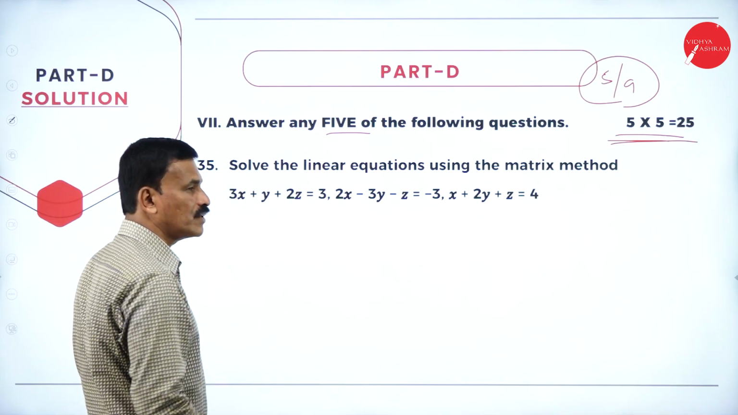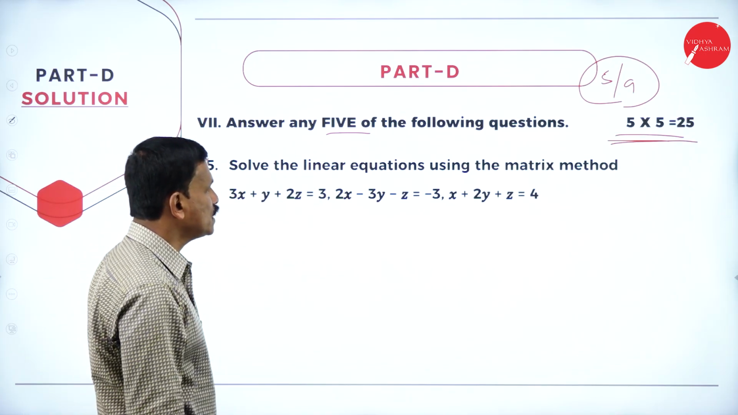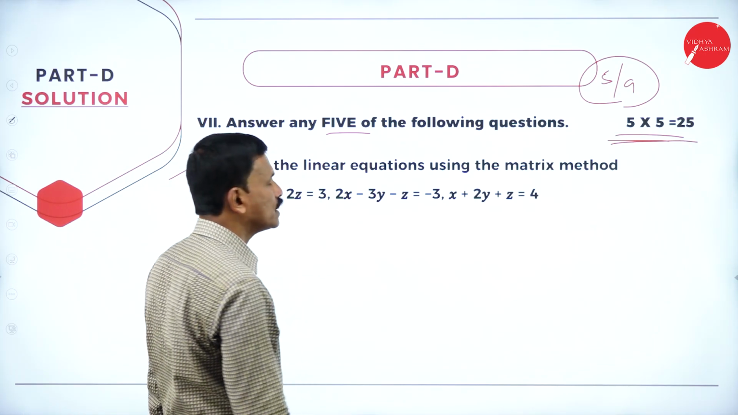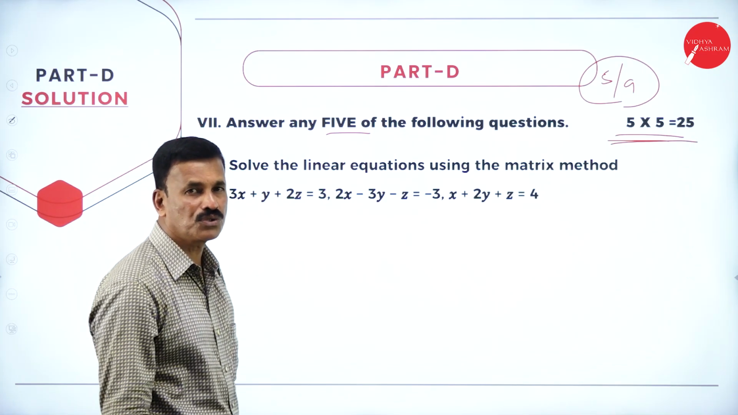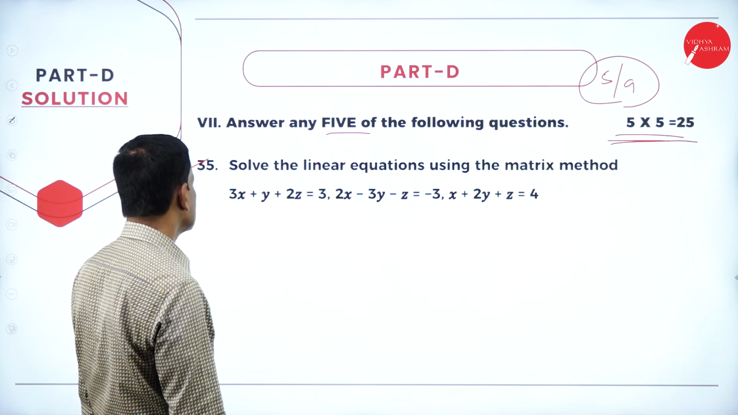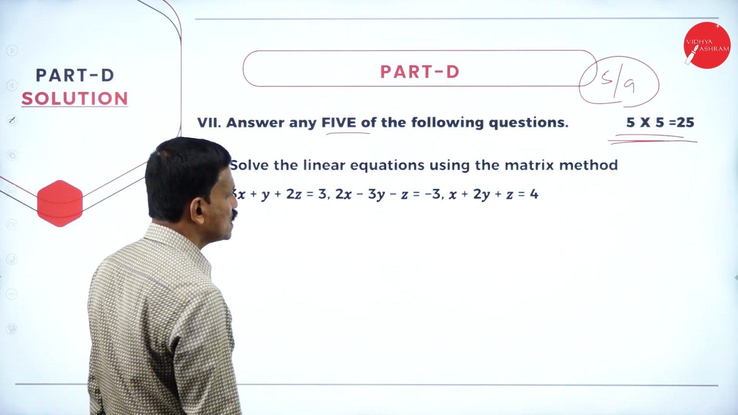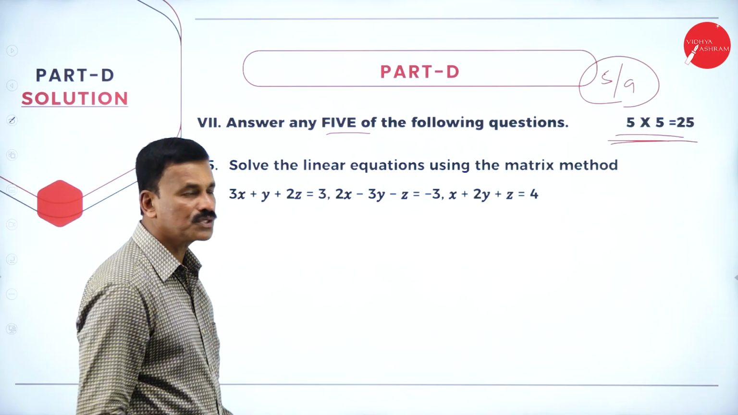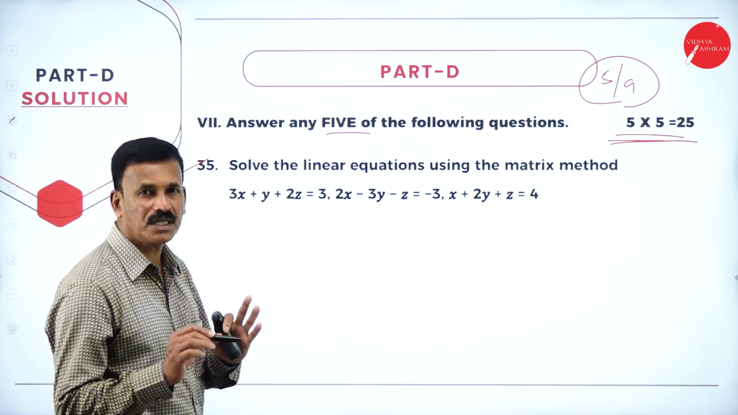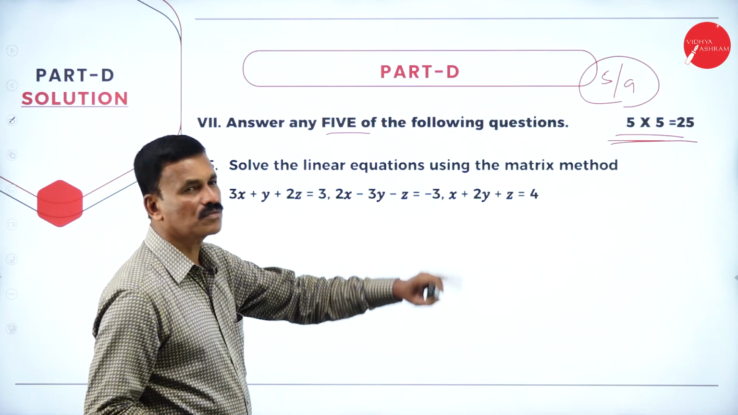Answer any 5 of the following. Each carries 5 marks. The first problem is: solve the linear equations using the matrix method. This is a sure question, a compulsory question. What is given? 3x plus y plus 2z is equal to 3. 2x minus 3y minus z is equal to minus 3. x plus 2y plus z is equal to 4. Check whether it is in order or not: x, y, z and constant in each equation.